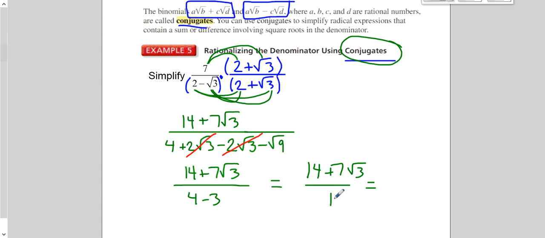But wait, there's only a 1 in the denominator, so we don't even need it. 14 plus 7 rad 3. Final answer. No longer do we have an irrational number in our denominator. We rationalize the denominator, and we use conjugates to do it.